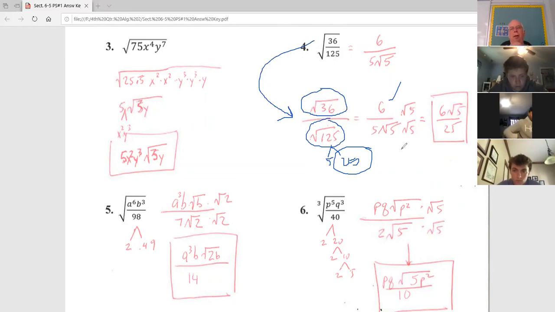And then we talked about the complex conjugates, which you were exposed to 5 weeks ago.